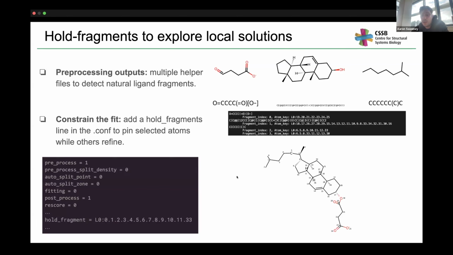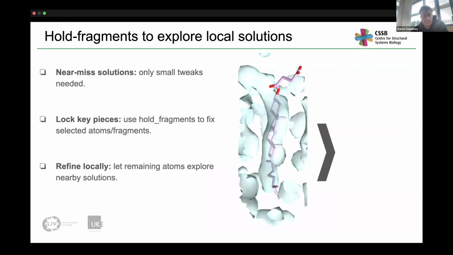We also give you, as an output in the pre-processing step, some things to make this easier because it's slightly fiddly. The first is a schematic of your molecule with each of the atoms and their indices labeled. The next, we break it down using BRICS into what we think are significant fragments, and then give you a file which already has these atom keys. You can just copy and paste them in for which atoms you want to hold steady.